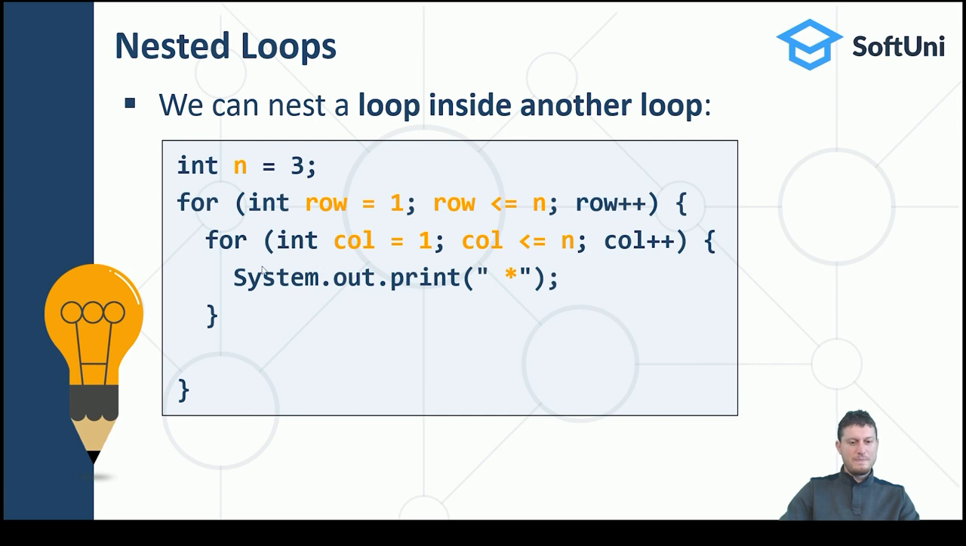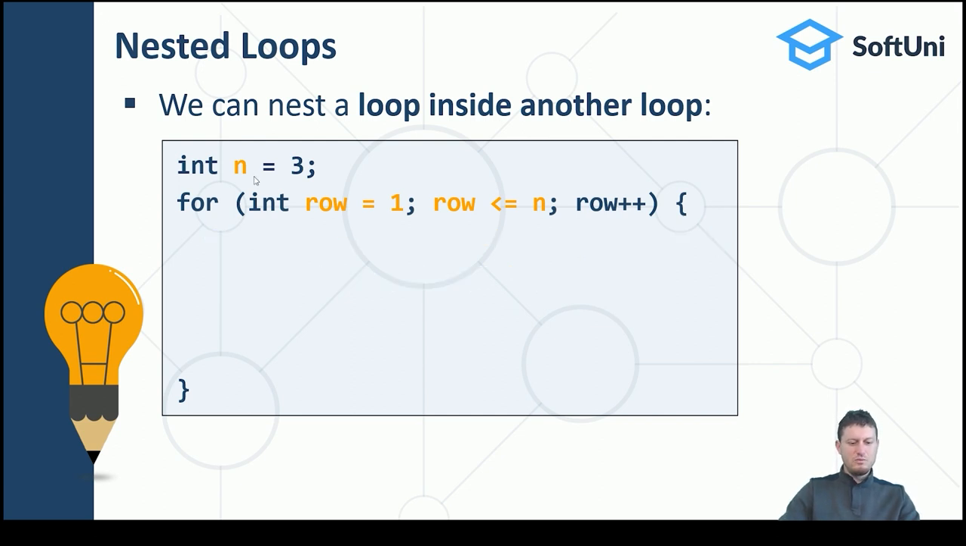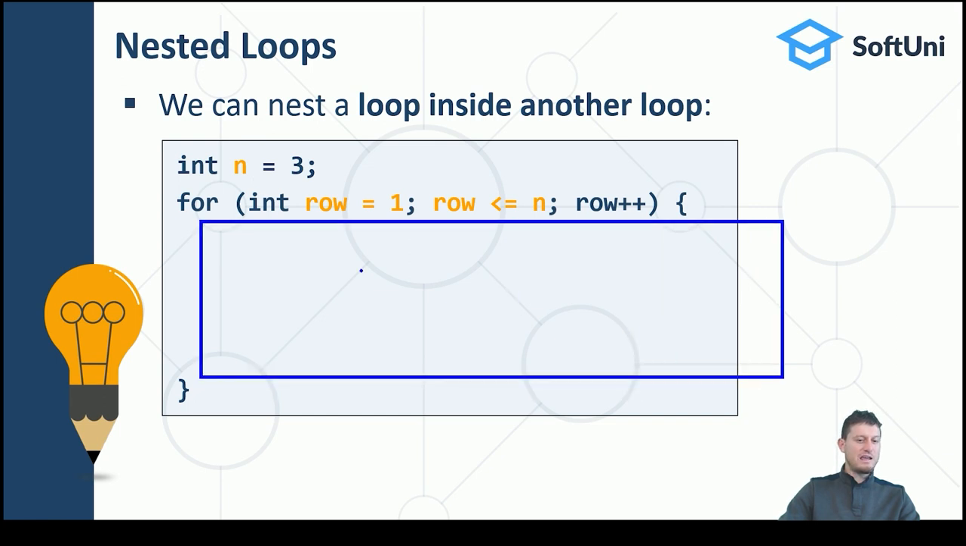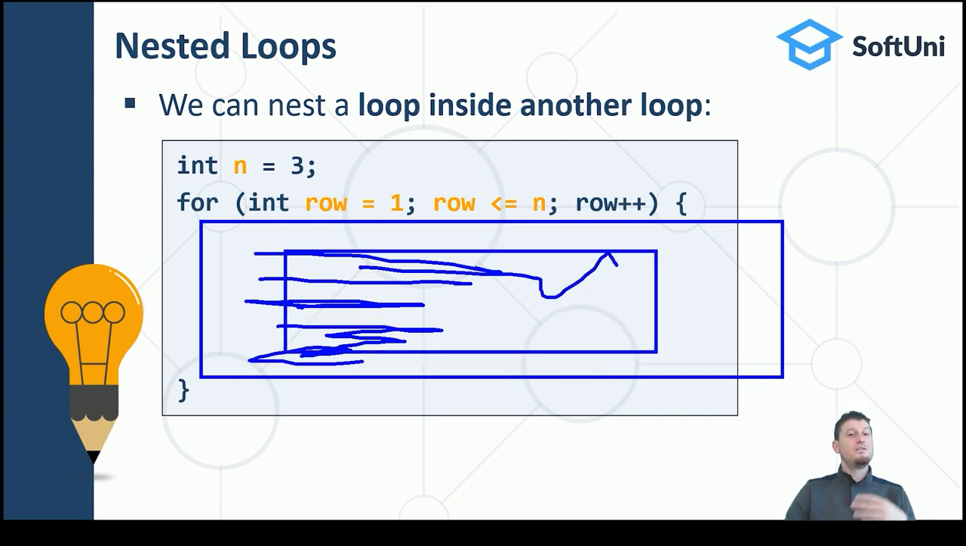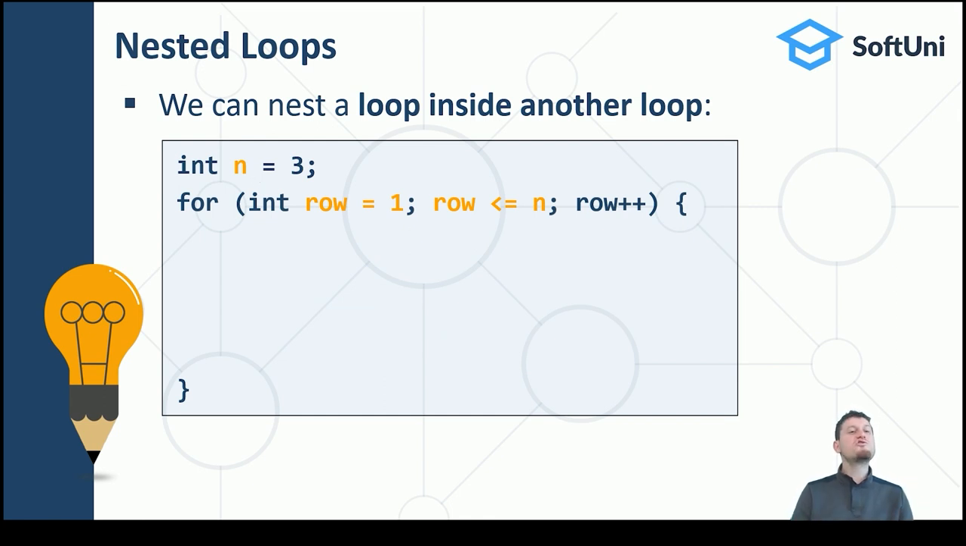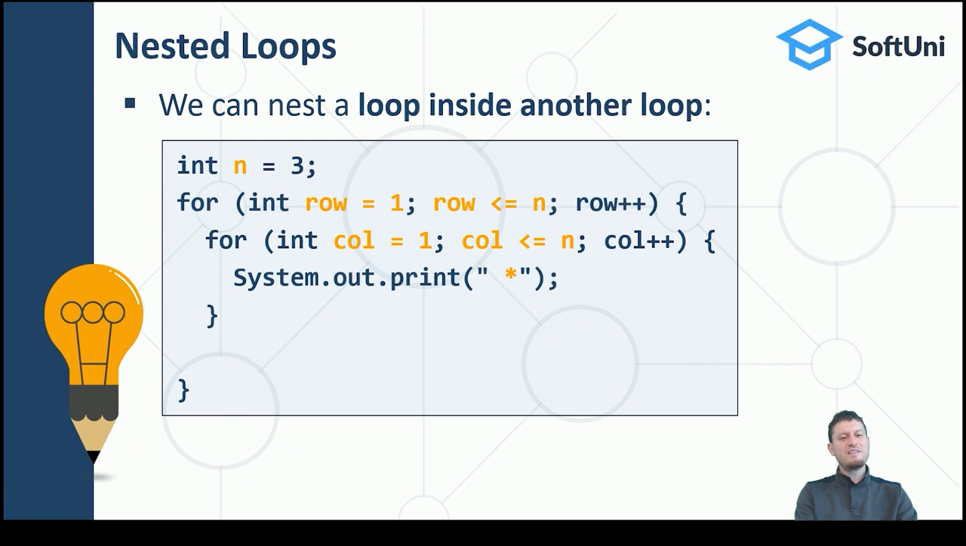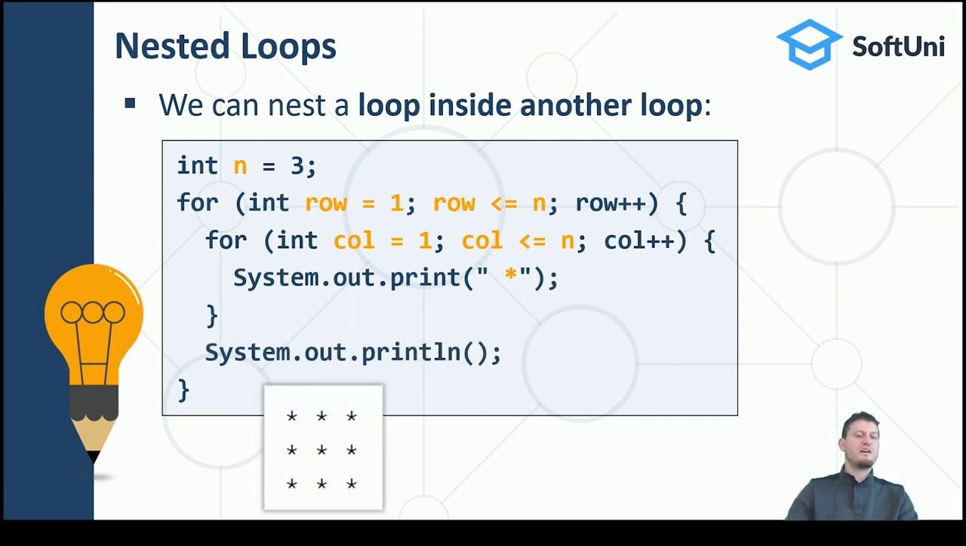So usually in the loop body we can put anything, right? Some logic, some variables. Why not putting another loop? So nested loops are loops which execute some programming logic which also holds a loop. A typical example is to iterate from the first to the last row, for example, in the cinema hall, and then to iterate from the first to the last column. And currently we just print stars like this, and the output is something like this.